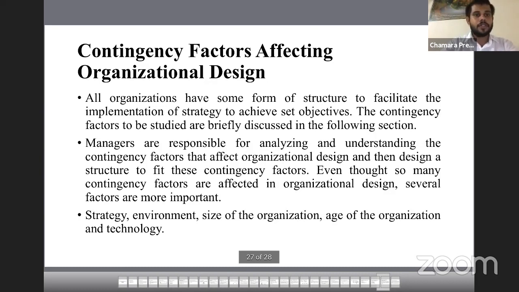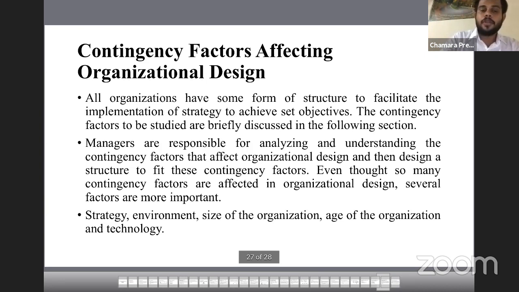Though so many contingency factors affect our design, several factors are more important. So what we mean here is that when we are designing an organization, it is all about designing the relationship, authority, responsibility and accountability. Now, when we are doing that, certain factors affect it, such as the size of the organization.